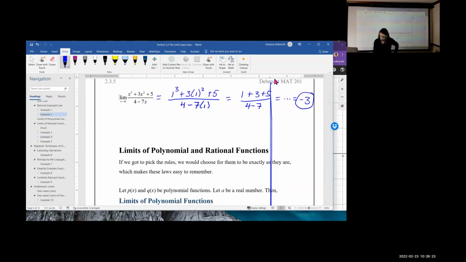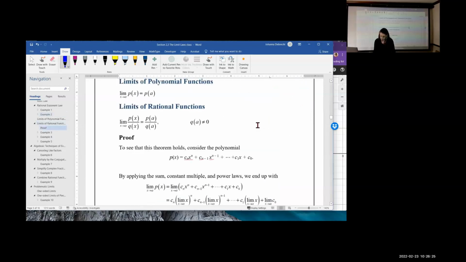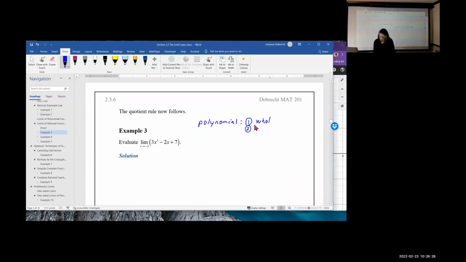Whole number exponents. What's a whole number? No fractions or decimals. No fractions, decimals, radicals, or roots. In other words, 0, 1, 2, 3, 4, 5, etc. No negatives either. All right. So no x in the denominator.